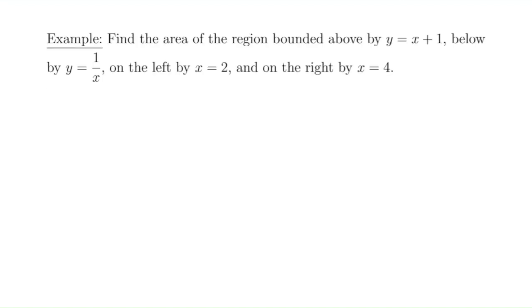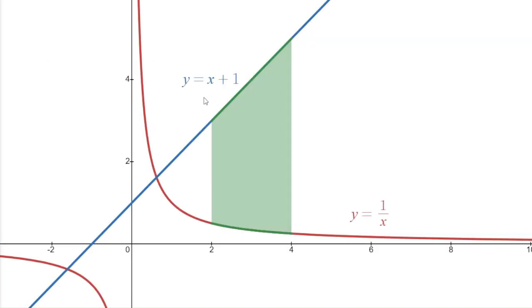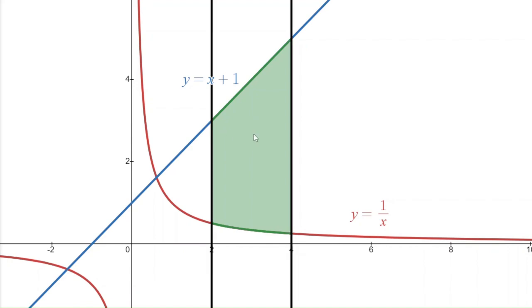Find the area of the region that's bounded above by y equals x plus 1, below by y equals 1 over x, and between x equals 2 and x equals 4. So I've drawn the graph here in Desmos, and you can see our top function, y equals x plus 1, the bottom function, y equals 1 over x. So this is like our f of x, and this is like our g of x. And we're between x equals 2 and x equals 4. You could think of these as being vertical lines, x equals 2 and x equals 4. So we're trying to find the area of this green region.